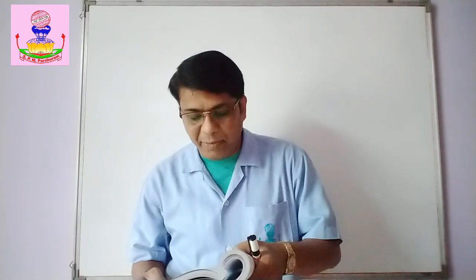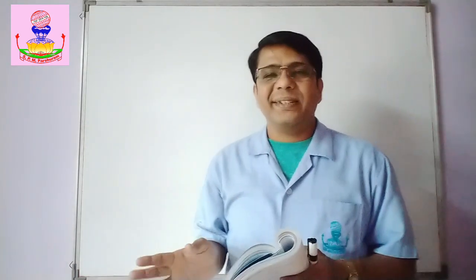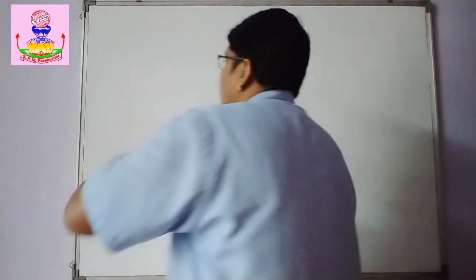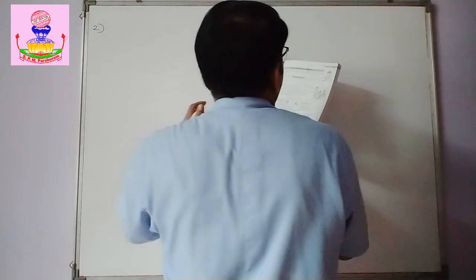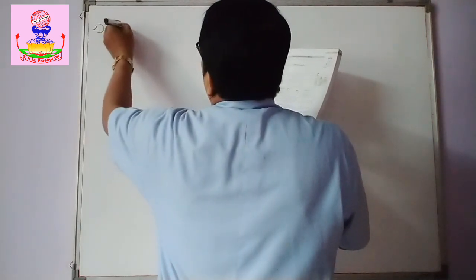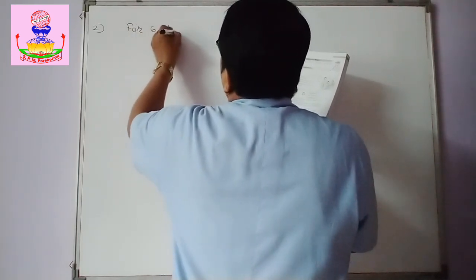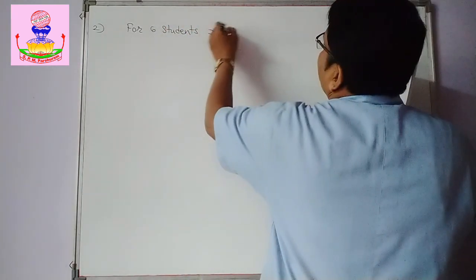Question 2, in a computer lab, there are 3 computers for every 6 students. How many computers will be needed for 24 students? Now here you can use the proportion method or the unitary method. It depends on you. So I am solving it. So first we'll write the given information. For 6 students, we have how many computers? 3 computers.